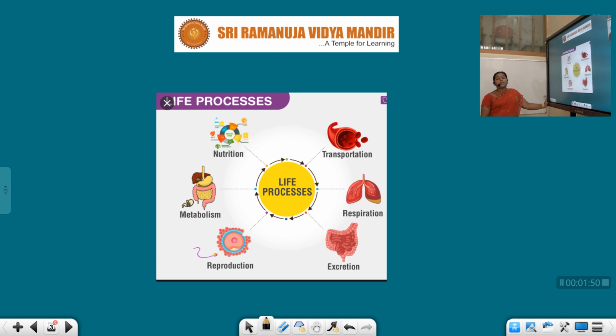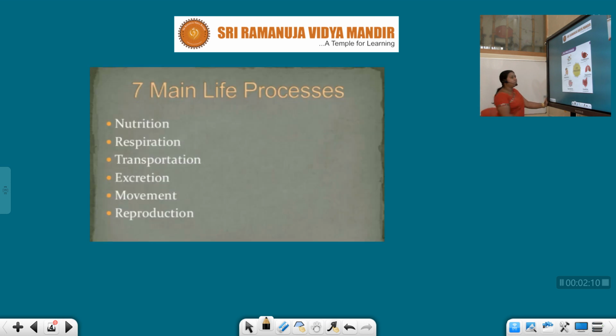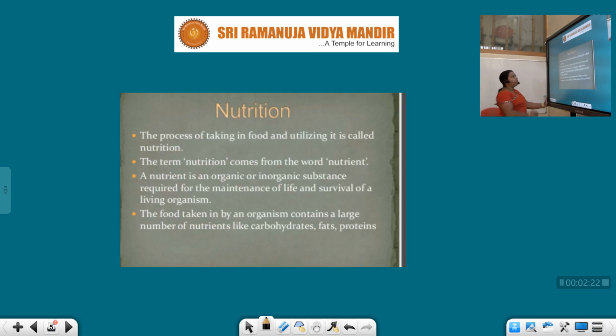And see, there are different types of life process. The first one is nutrition, then transportation, respiration, excretion, reproduction and metabolism. These are the different types of life process generally we can observe in a living organism. There are mainly 7 basic life processes, students: nutrition, respiration, transportation, excretion, movement, reproduction.